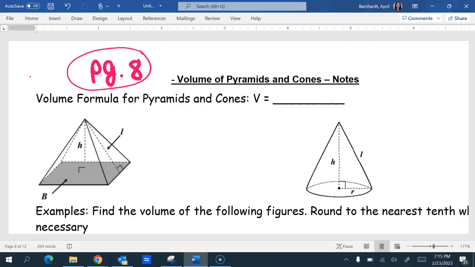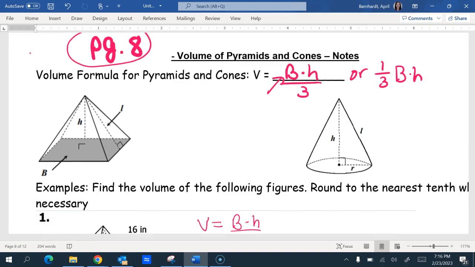So the volume formula for any pyramid and cone is volume equals base times height divided by 3. Or you could also do 1/3 area of the base times the height of the pyramid and cone. And just remember, capital B means the area of the base shape.